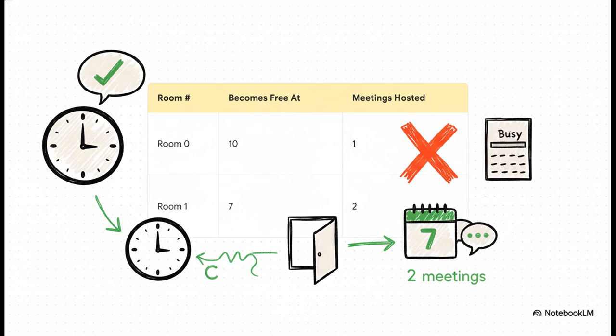Let's check our logs. Room 0 is still busy until time 10, but look at room 1. It became free at exactly time 5. I mean, talk about perfect timing. Meeting C slides right in, no waiting at all. And room 1's logbook gets updated. It's now busy until time 7 and has hosted a total of 2 meetings.